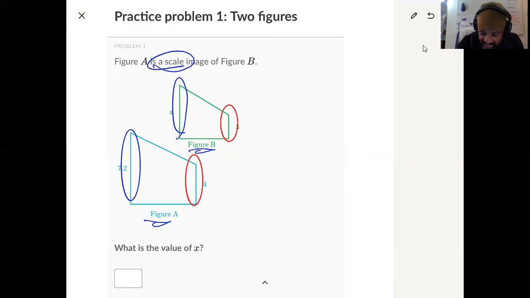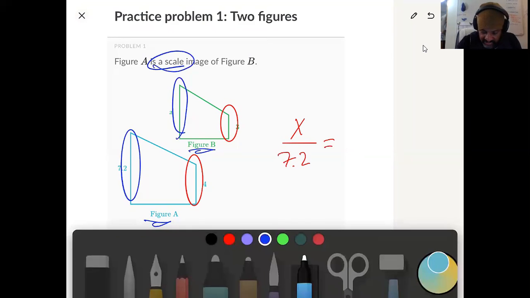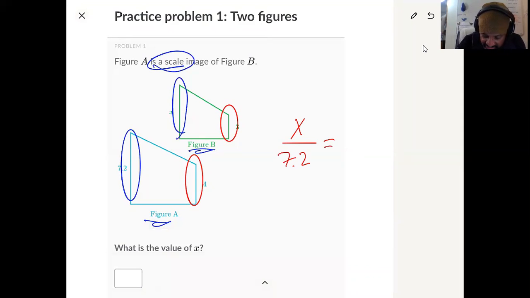So we can say X is proportional to 7.2. And then I'm going to switch it. We're going to say this side is proportional to this. There's our proportion. We've got it set up. It doesn't really matter how you set your proportion up as long as you're consistent with what you're doing. This goes with this, and this goes with this. As long as you do that, you're going to be good.